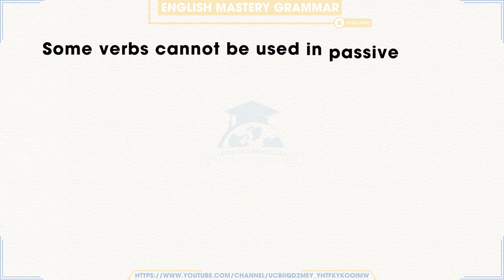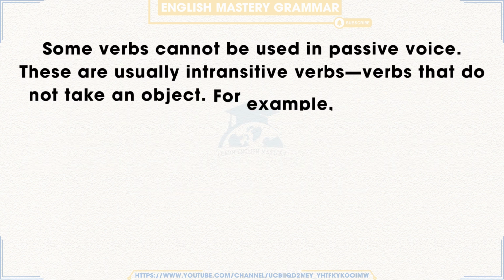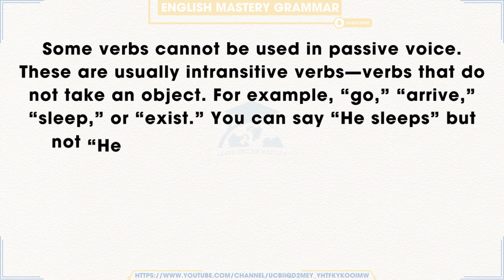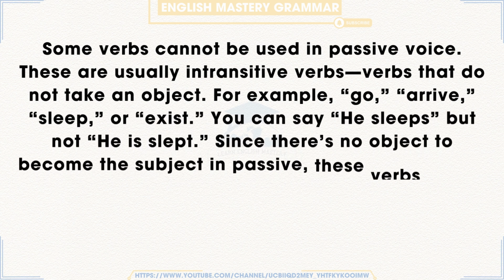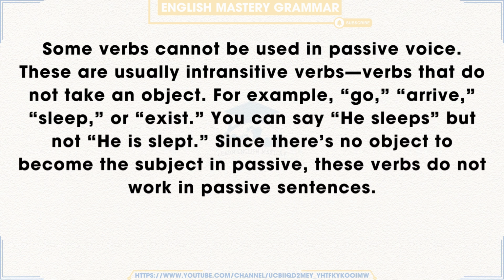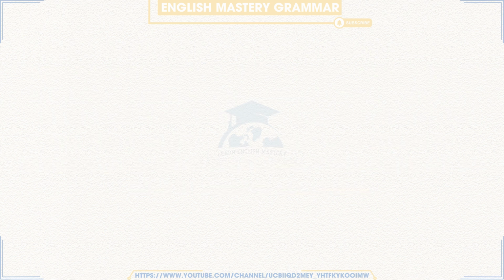Some verbs cannot be used in passive voice. These are usually intransitive verbs, verbs that do not take an object. For example: go, arrive, sleep, or exist. You can say "he sleeps" but not "he is slept." Since there's no object to become the subject in passive, these verbs do not work in passive sentences.